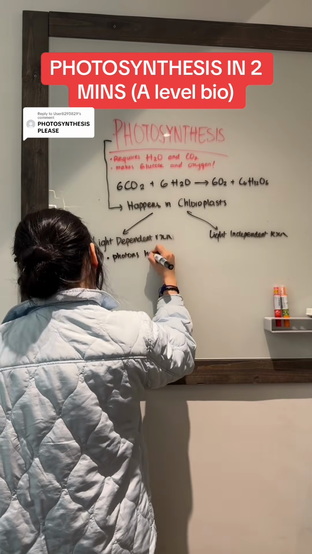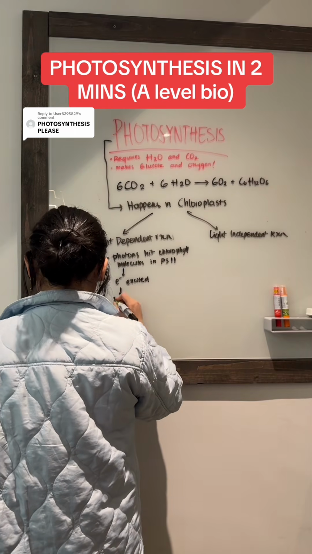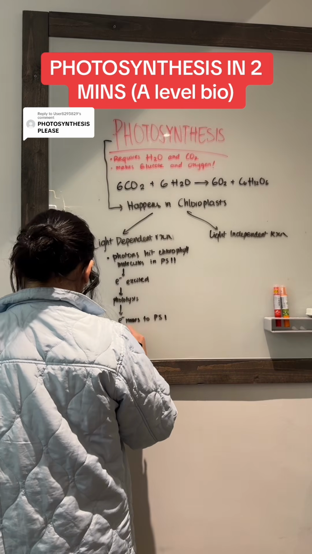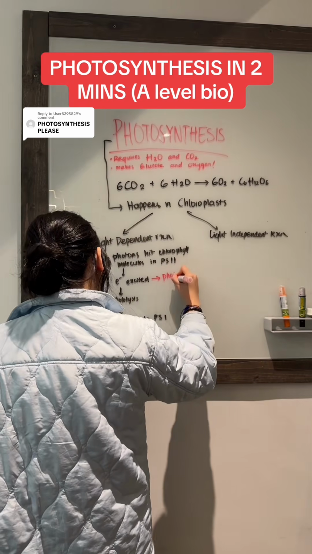In the LDR, the photons hit the chlorophyll molecules in the photosystems, causing the electrons to become excited. And this process is called photoionization. From here, photolysis occurs, which is basically the splitting of water using light and creating a proton gradient, which means one side has more hydrogen than the other.